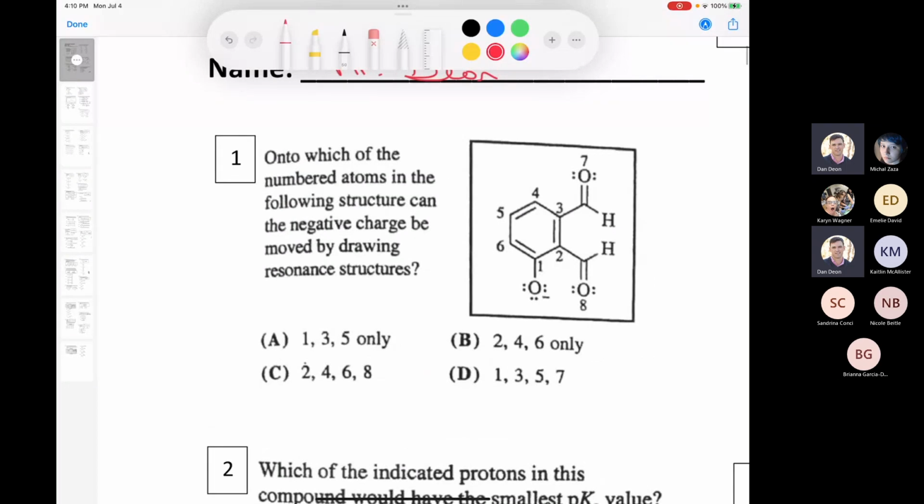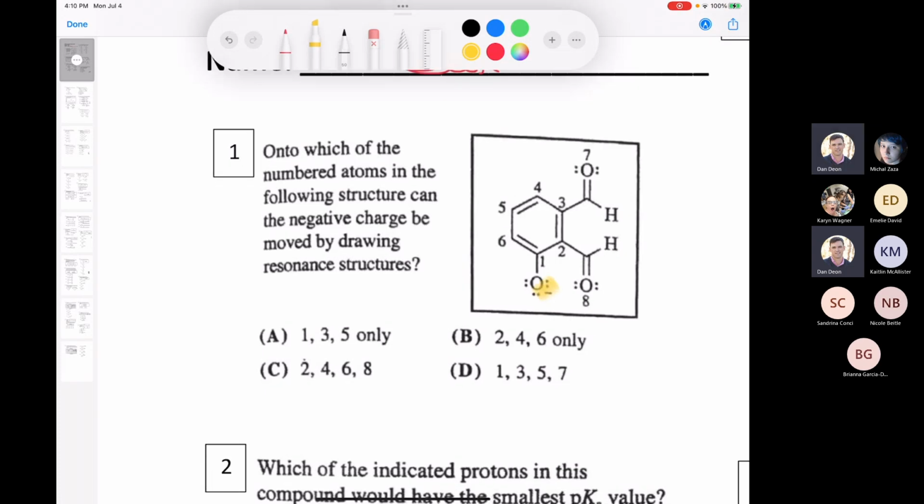It says, onto which of the numbered atoms in the following structure can the negative charge be moved by drawing resonance structures? So we have the negative charge right here. And something that you might have noticed when you're doing resonance structures is that you can make some predictions about where you can put negative charges and things like that. But let's take a look at this one.